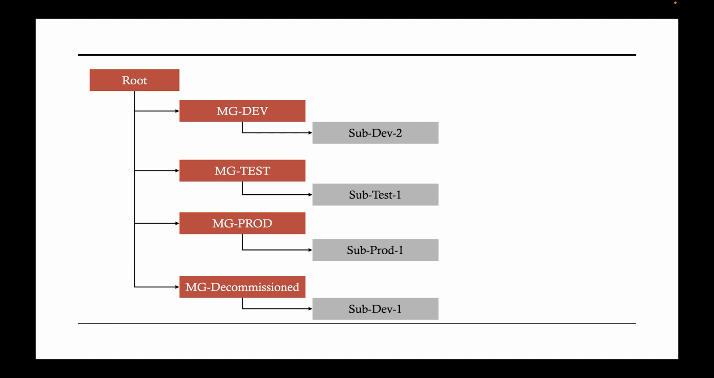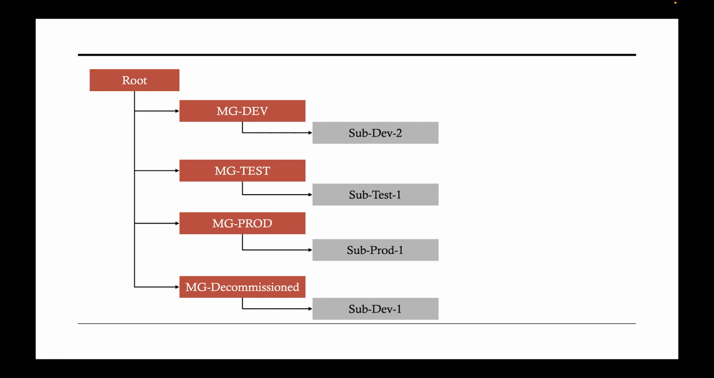So if I were to apply a regulatory compliance at the root management group level, then that would cascade down to all the management groups. And if I were to apply a policy or a regulatory compliance at the MG-dev level, then every subscription within MG-dev would now adhere to my policy or the regulatory compliance standards that I enforced at the MG-dev level.